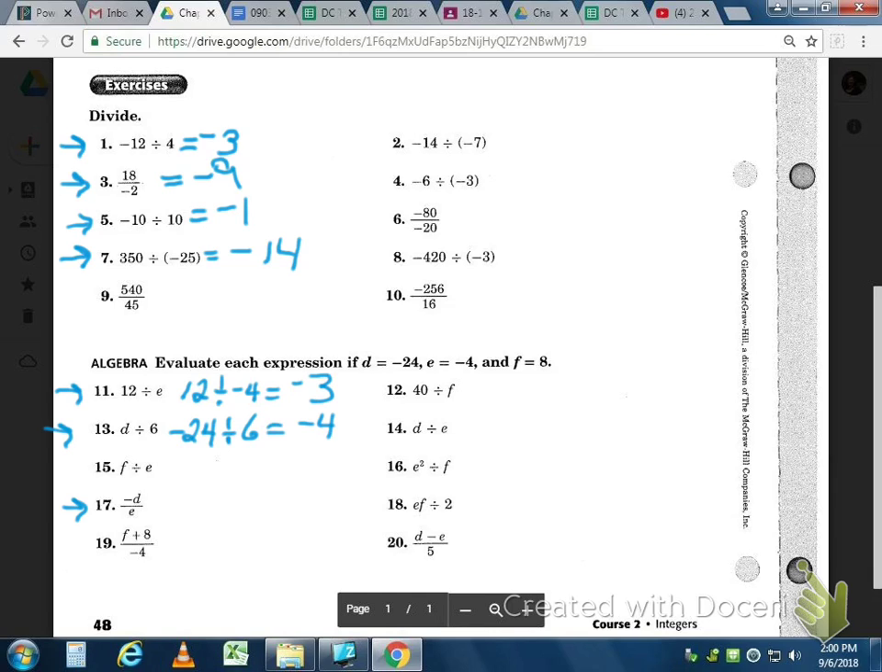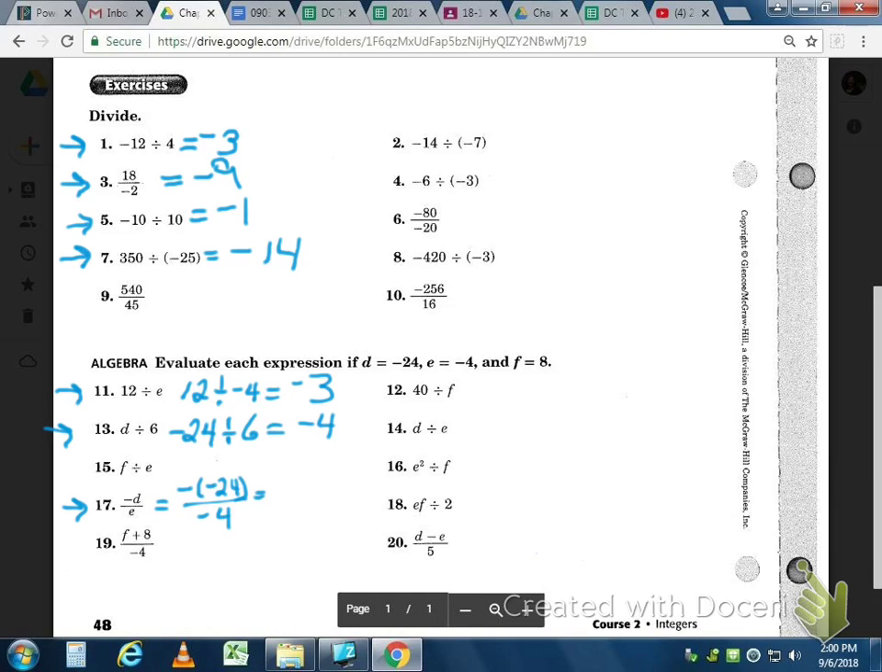Okay, let's do number 17. It's negative D over E. But D is already negative 24. So it's the negative of negative 24 divided by negative 4. That's just plugging the numbers in. So I wanted to make sure I did this one. What would a negative of negative 24 be? Nico, what would that be?